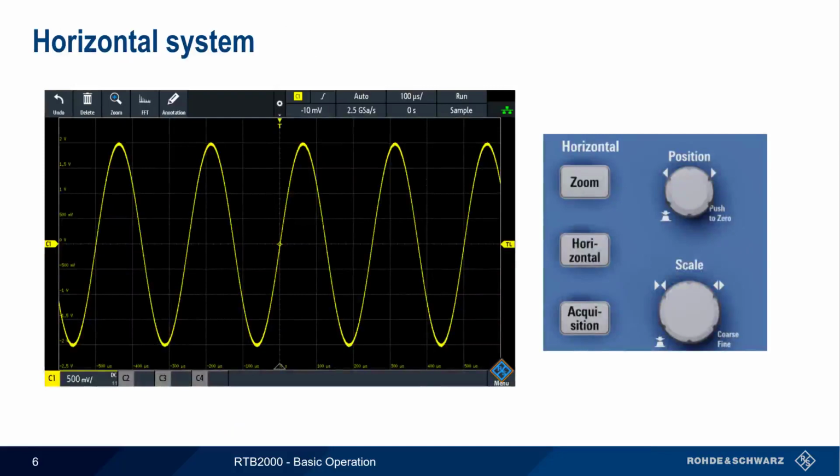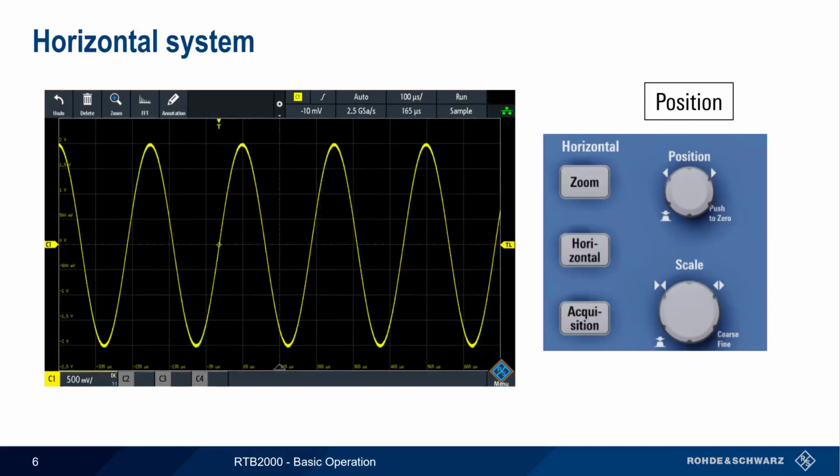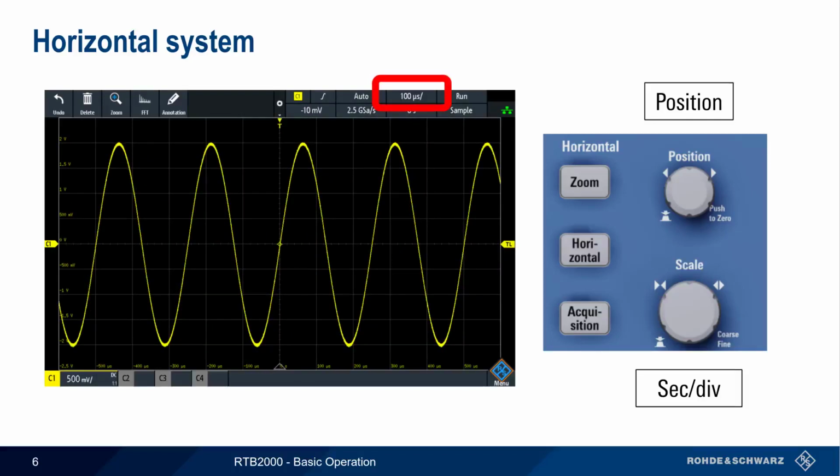Just like the vertical system, the horizontal system has a position control knob that can be adjusted to move the waveform right or left on the screen. The horizontal scaling is controlled by the seconds per division, or horizontal scale knob. The current value of seconds per division is shown near the top of the screen, and can also be read off the horizontal axis.